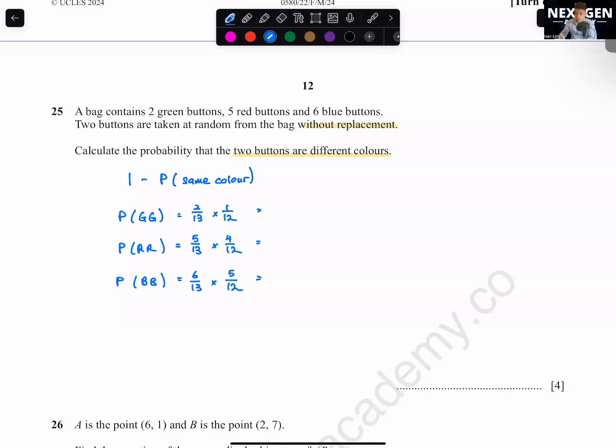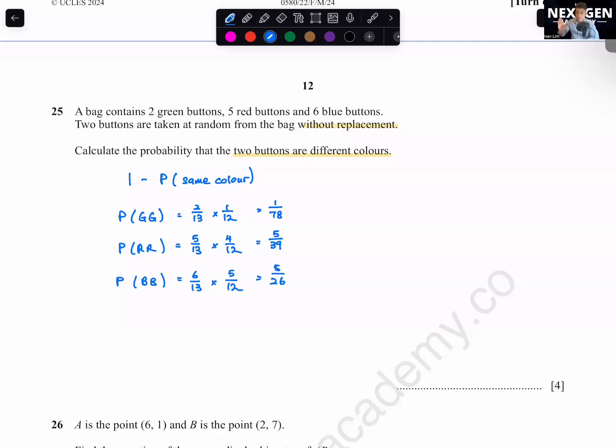Okay, calculate this. This one will be 1 over 78, 5 over 39. And then this one will be 6 over 13 times 5 over 12. Okay, 5 over 26.